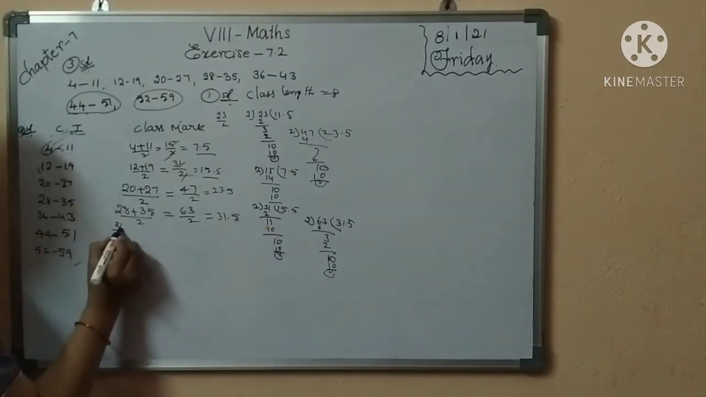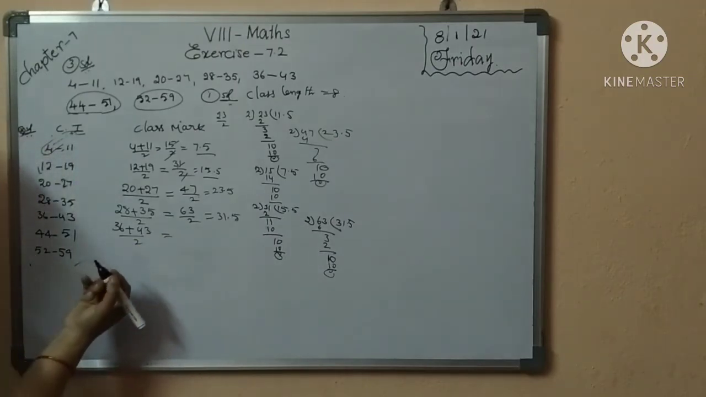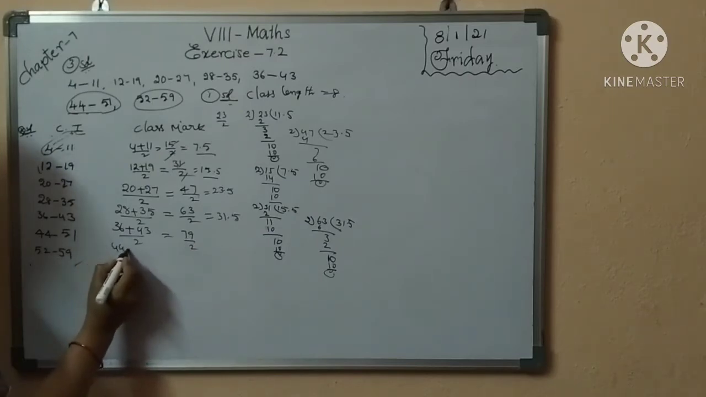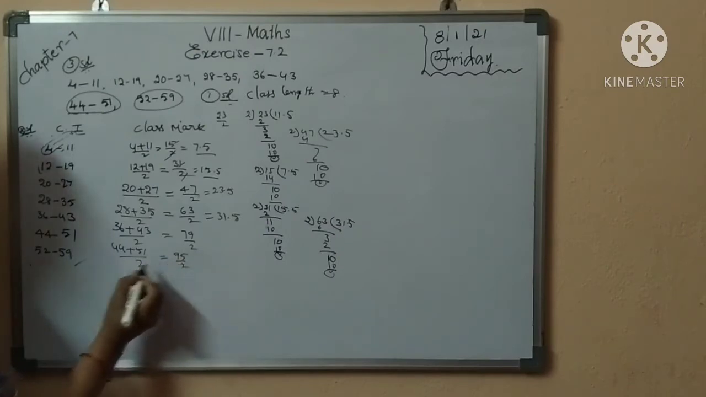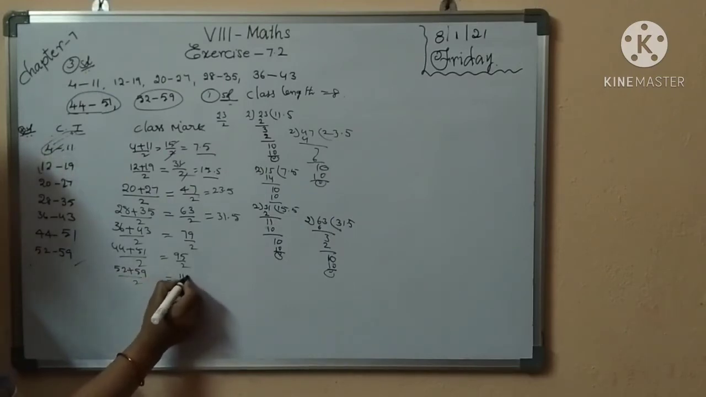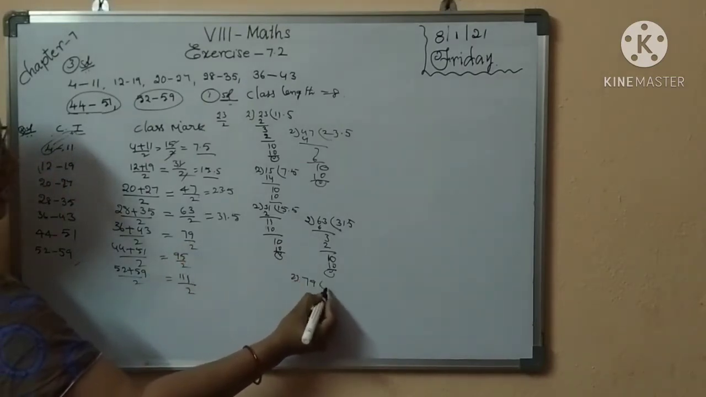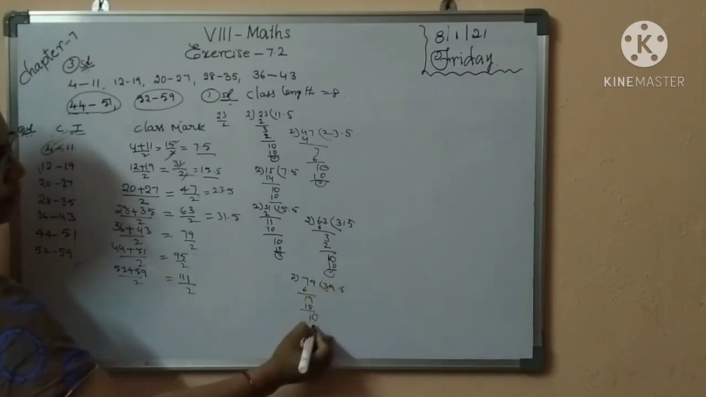Next. 36 plus 43 by 2. 36 plus 43 is 79 by 2. Next here, 44 plus 51 by 2 equal to 95 by 2. Next, 52 plus 59 by 2, that is 111 by 2. So here 2 into 79, 3 twos are 6, 1, 9, 9 twos are 18, 1, put the point, take the 0, 5 twos are 10.